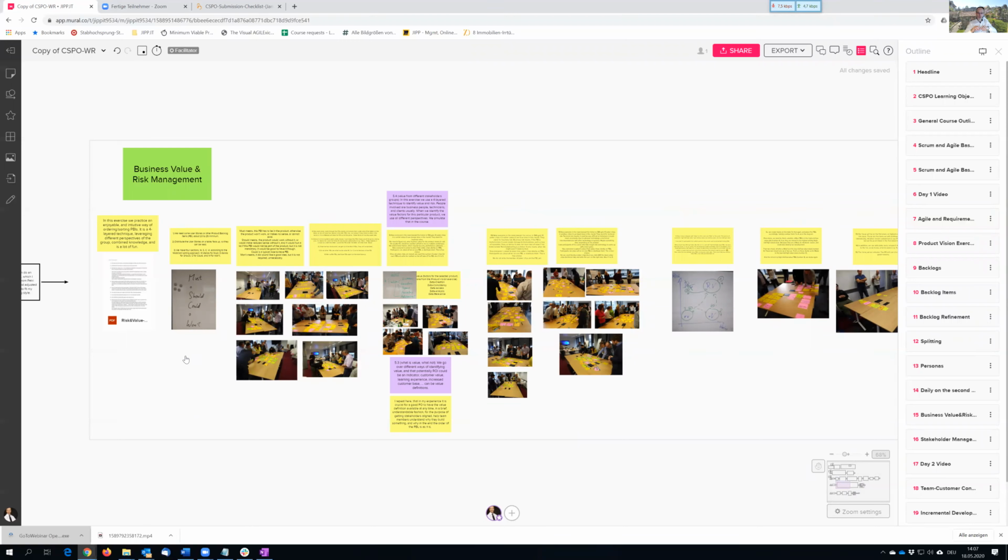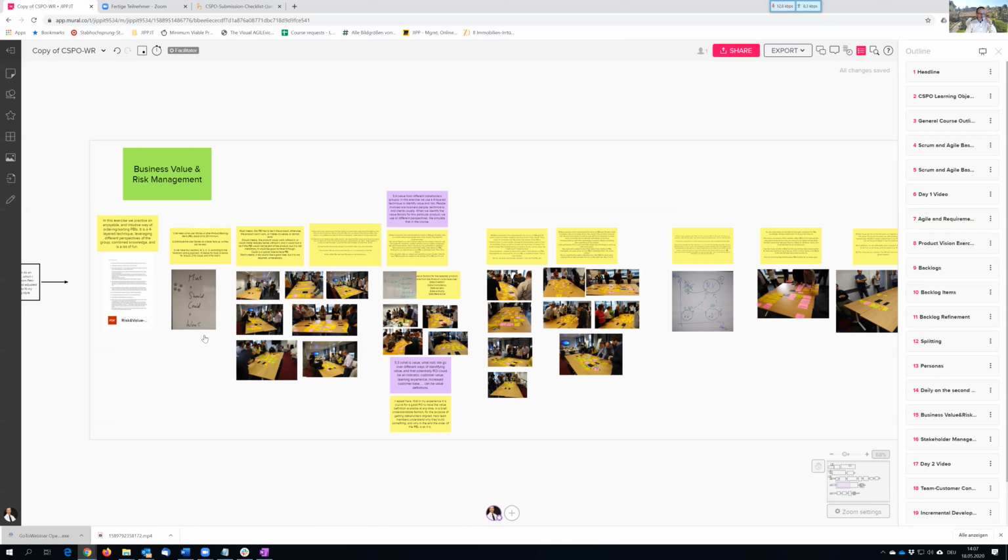And what we do here is a hands-on exercise also to get a little bit more into what value is all about, what's the difference between output and outcome. Already had that in the first day a little bit. And we do that with a fun exercise, actually. It's a four-layered approach to identify value and risk.